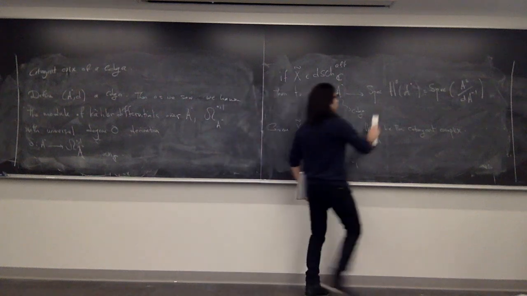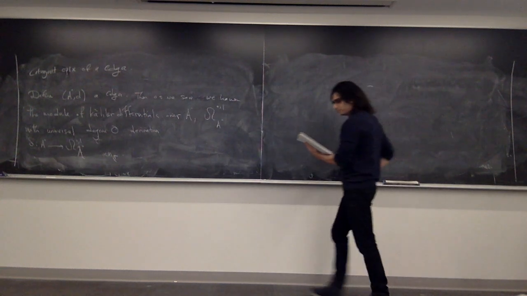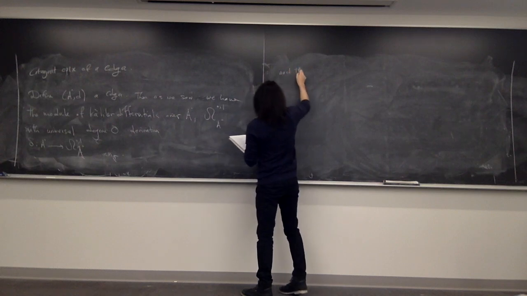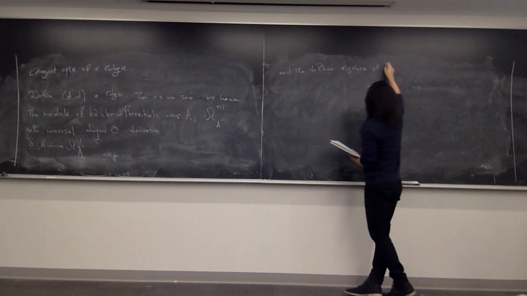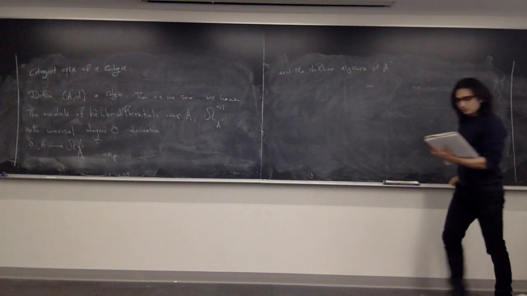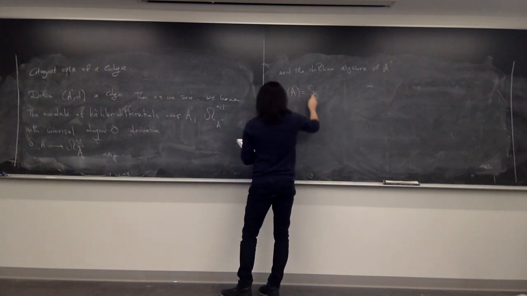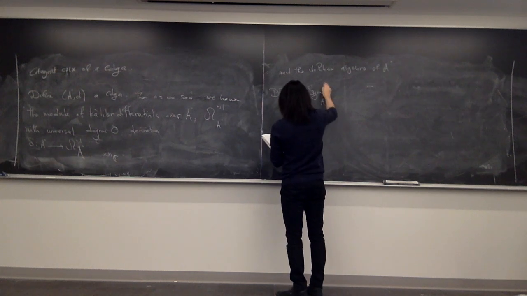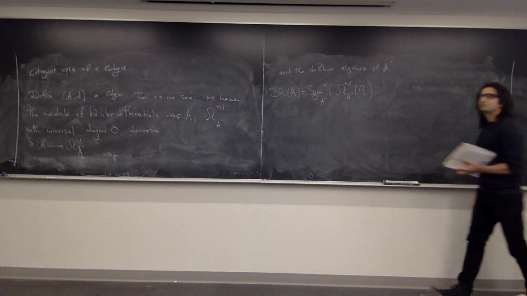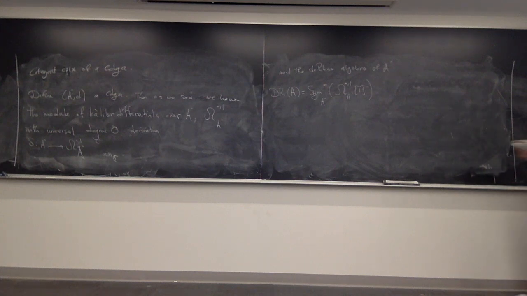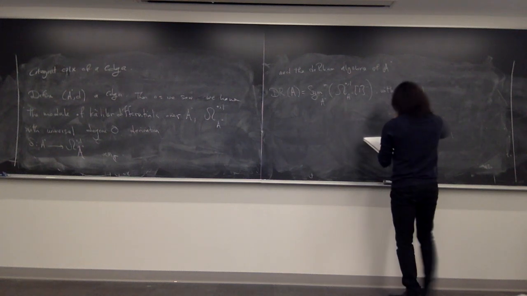And we also have the de Rham algebra of A dot, which is simply given by the symmetric algebra over A dot of this guy shifted by 1, with a degree minus 1 de Rham differential.